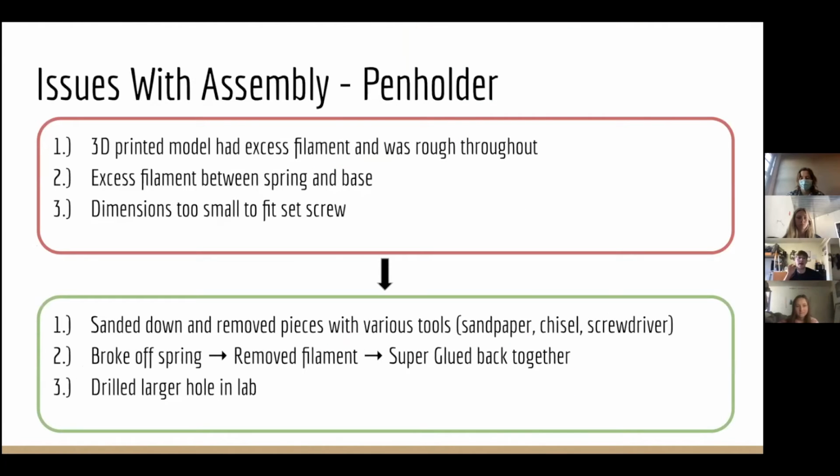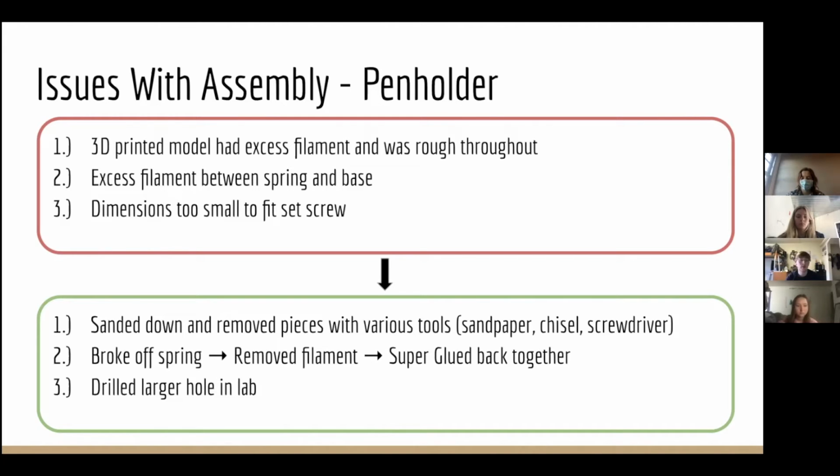Some of the issues that we had with the pen holder, and connecting it to the robot, some of the things we needed to fix were that the model had some excess filament in the holes and was rough throughout. So when printing it out, we needed to make sure we removed all of the support structures, which were preventing the attachment portions from going through. We also had some rough edges on the inside and the outside that needed to be removed. So we utilized the tools in the lab, as Abbie said, to remove these main parts.